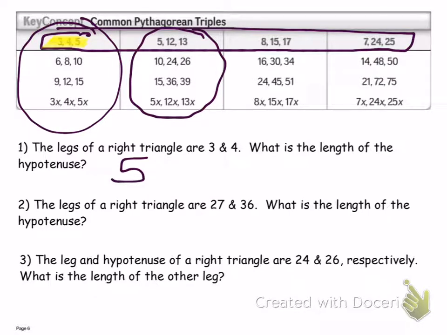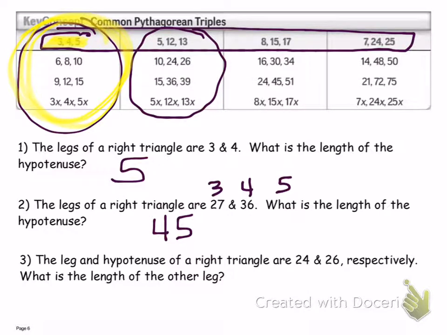Okay, and so I would look at this and say, okay, 27 and 36. What would that be based off of? And you don't see it in the table. And so you'd have to say, okay, well, what number goes into both of those? Well, 9 goes into both of those. So maybe this is a 3, 4, 5 triangle. And if that's the case, if 3 was multiplied by 9 to get 27, 4 was multiplied by 9 to get 36, then 5 would have to be multiplied by 9 to get to 45.